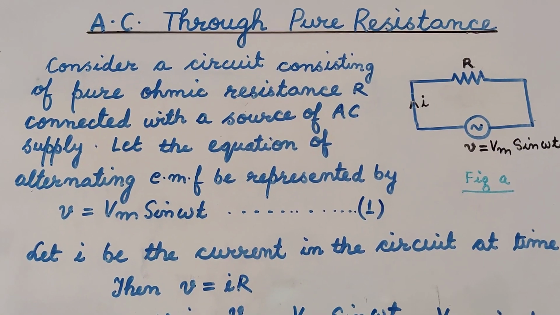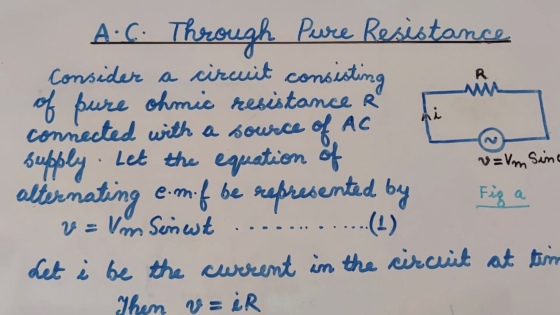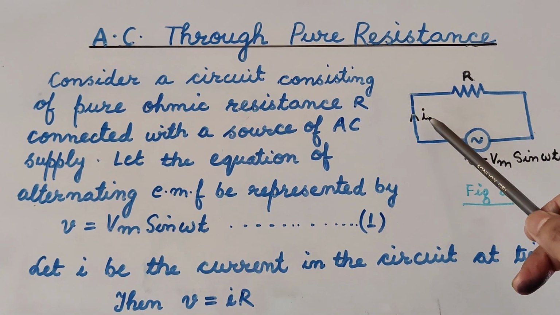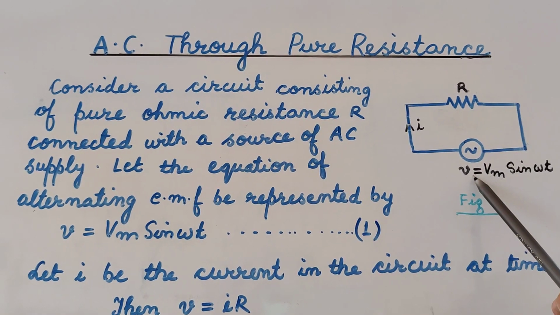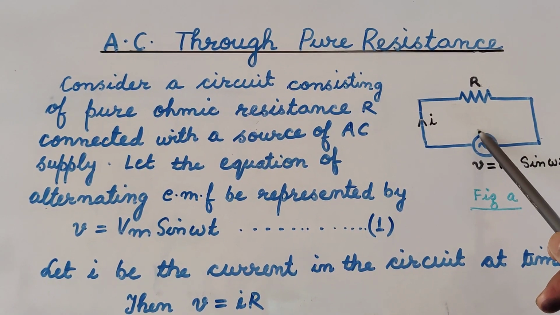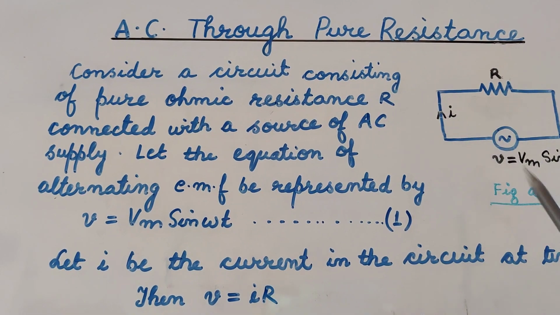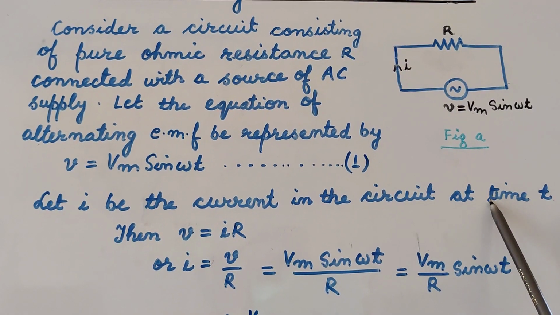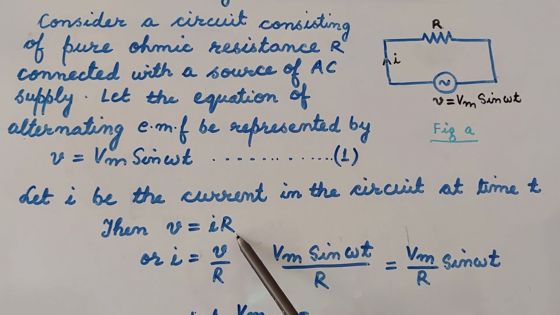So when we give the voltage small v to this resistance R, then a current will flow in the circuit which will also be of alternating nature. So as a result of this alternating voltage, an alternating current will flow in the circuit. Let us assume that the alternating current is represented by small i.